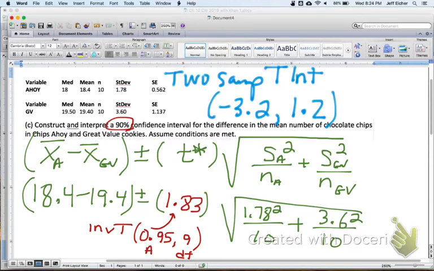So, remember earlier we failed to reject. Well, here we're also going to fail to reject because 0 is inside this interval. So if 0 is in the interval, then it's plausible that the difference in number of chocolate chips between these two brands is actually 0. The difference is 0, meaning they have the same number on average of chocolate chips.